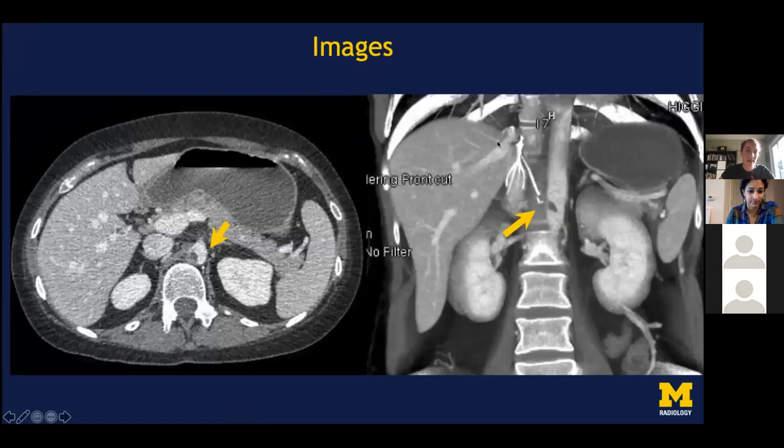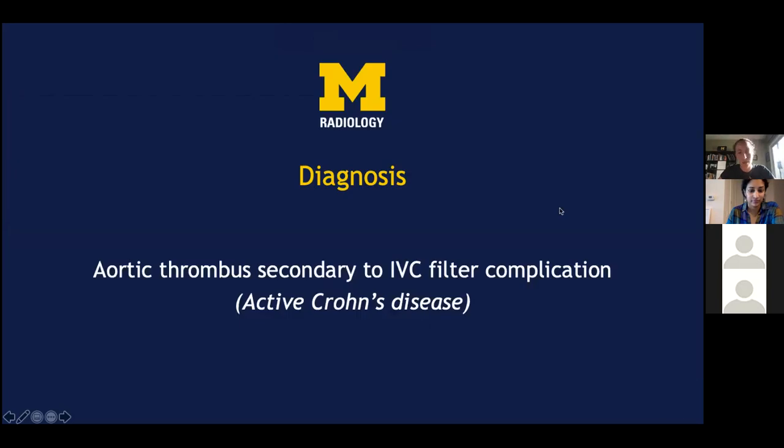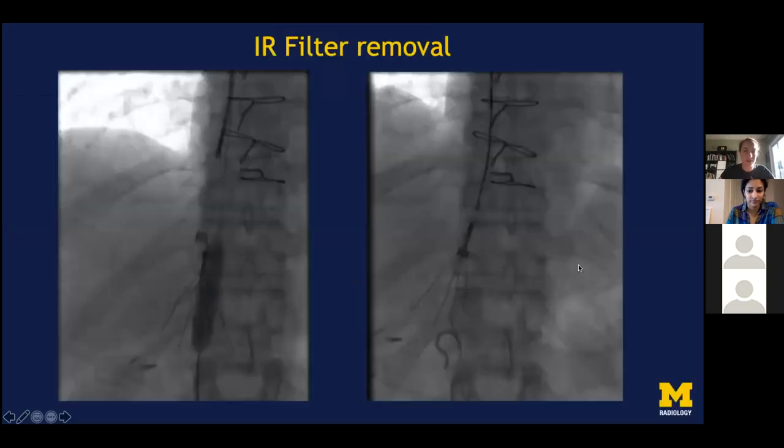We have the thrombus, and then this is a 3D coronal reconstruction showing a strut of the filter outside of the IVC, and presumably it either punctured into the aorta and caused this thrombus, or there could just be a local inflammatory reaction around that strut that could have been the cause of the thrombus. So our diagnosis was aortic thrombus secondary to IVC filter complication, and then active Crohn's disease.